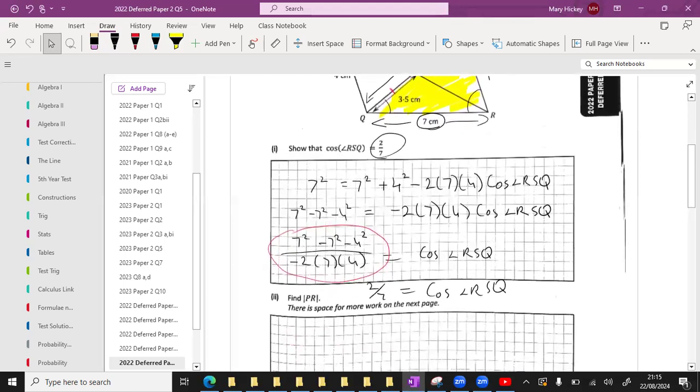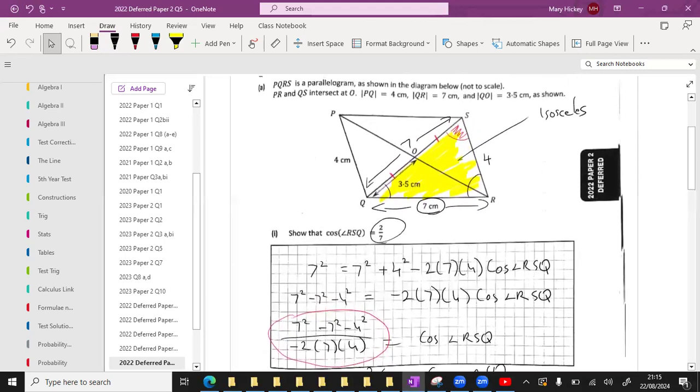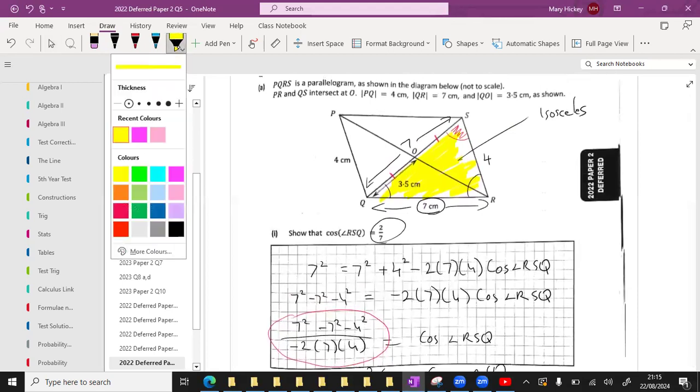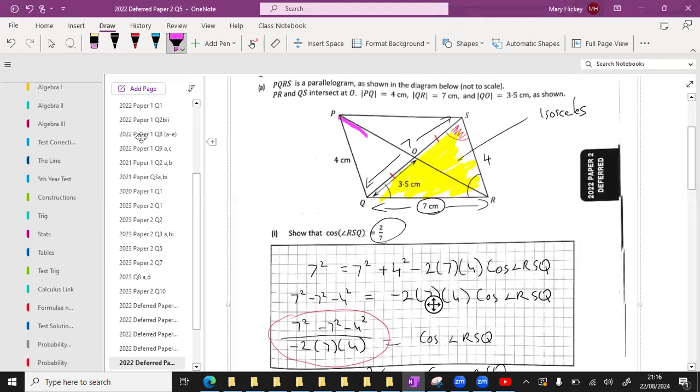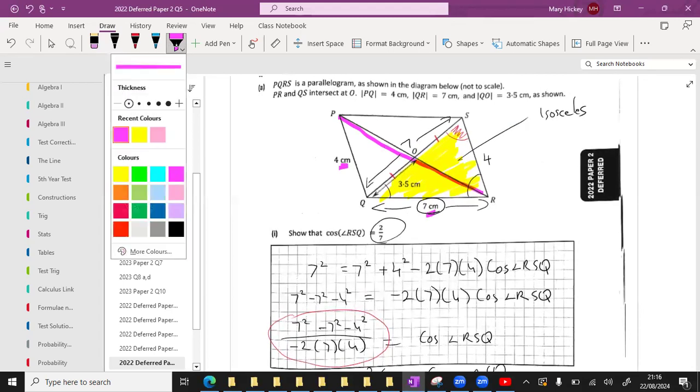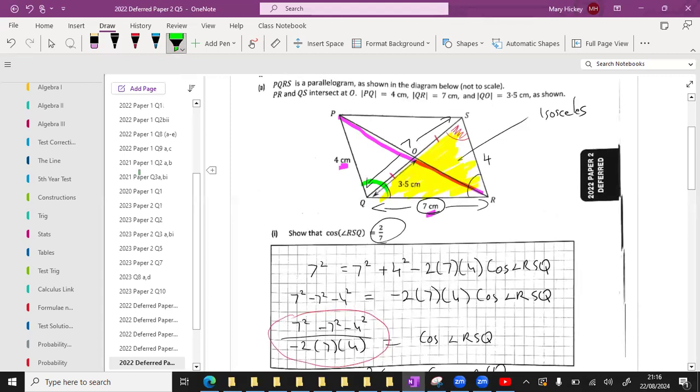So the next thing they want us to do is find the distance from P to R. So the distance from P to R. Okay, so where I have the pink highlighter, again, I have the 4 and the 7 here as well, so that's helpful. But what I would really need to progress further is that angle there if I want to use the cosine rule again.